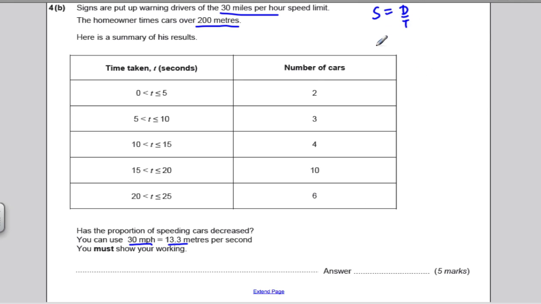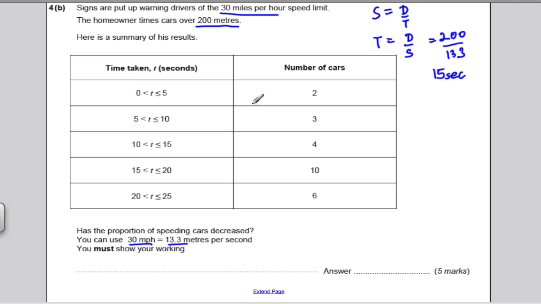If we want to work out the time a car travelling exactly on the speed limit should take to travel the distance of 200 metres, time would be distance over speed, which would be 200 divided by 13.3. And we would get approximately, for that, 15 seconds. So 15 seconds is what a car travelling exactly at the right speed would take.